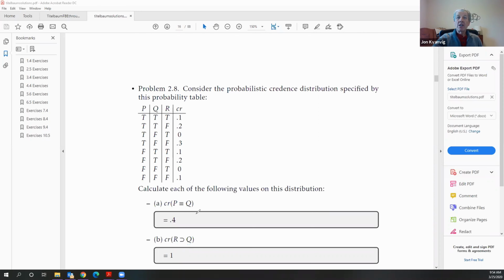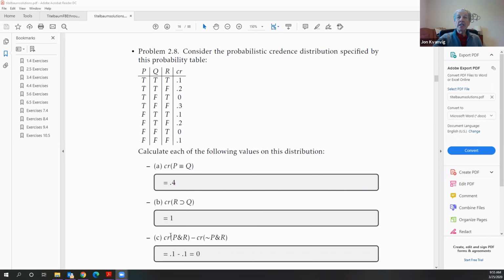Clear all my drawings. So let's pick all of the lines where R is false. That would be line 2, 4, 6, and 8. Then also pick all of the lines where Q is true. That's 1, 2, 5, and 6. So which lines are left out? Line 3 is left out. Line 7 is left out. So that means we sum all the other lines, and that sums to 1. So the credence for that is 1.